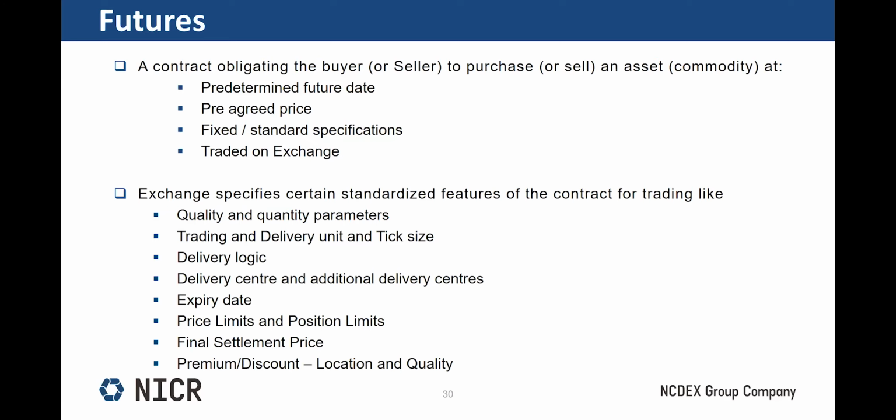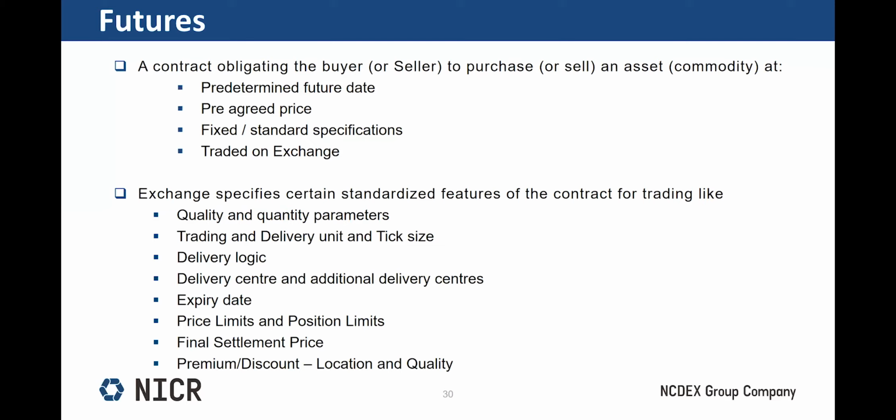So they have an origin date and an expiry date, to ensure that nobody can take the market for a play. There are price limits, a price limit of 4% up and down is fixed, so on any given day the prices cannot move beyond that. There is also a position limit, which restricts people from taking large positions to play the market. And of course, there is a final settlement price.